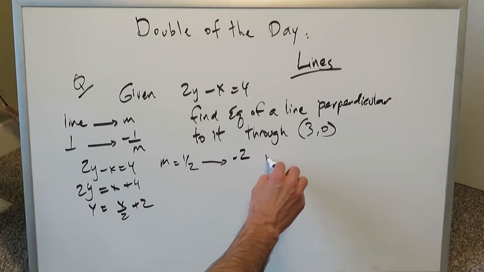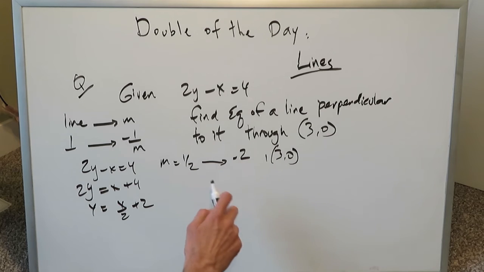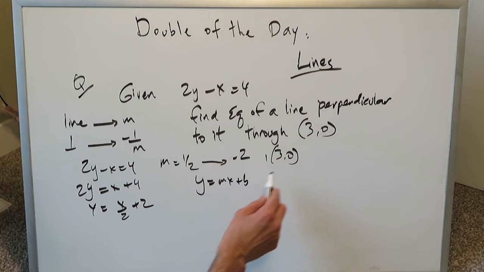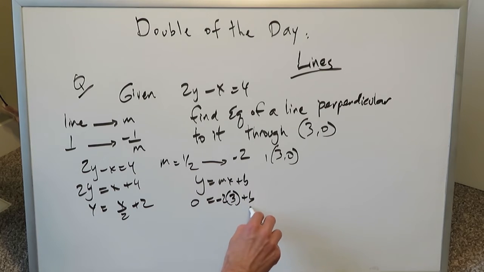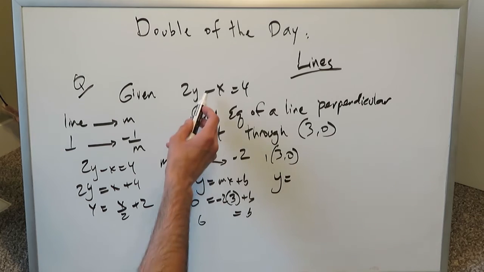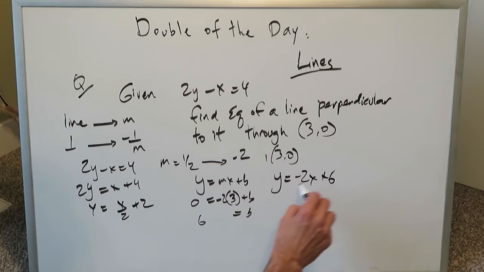And then you also have this other point, (3, 0). So we know that the equation of the perpendicular line will have a slope of minus 2 and it'll go through the point (3, 0). Start with y equals mx plus b and plug in these items. You have a 0 in place of y, you have a 3 in place of x, you have a minus 2 in place of the slope, plus b, and b is equal to 6 because a minus 6 going on the other side becomes a positive 6. Eventually your line perpendicular to that original is going to be y equals minus 2x plus 6, and this right here is your answer and it will be good.